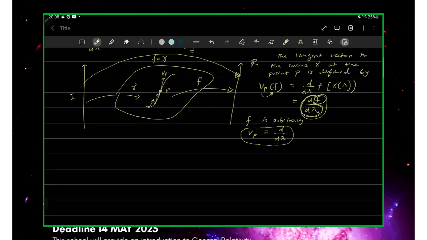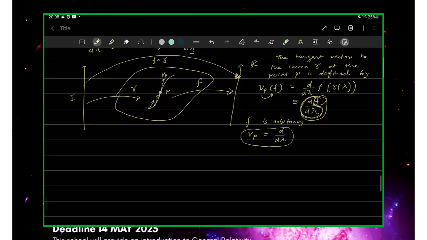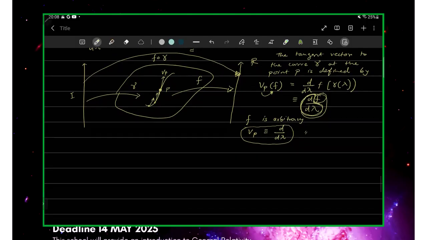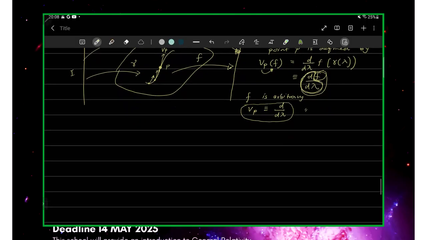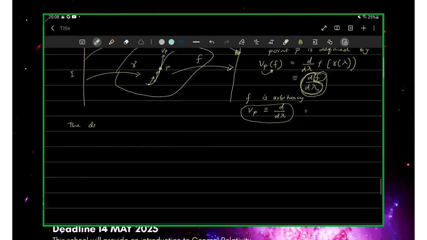Now you can prove this further. Maybe I will keep this as an exercise for later on, or maybe we can discuss it next class. We can actually prove a couple of things from here. Okay, so I'll move on. And what I mean by linear is, I think somebody also asked this question. So what I mean by linear is a couple of things. In fact, this tangent vector does not only satisfy linearity, it also satisfies a property which is called the Leibniz rule.